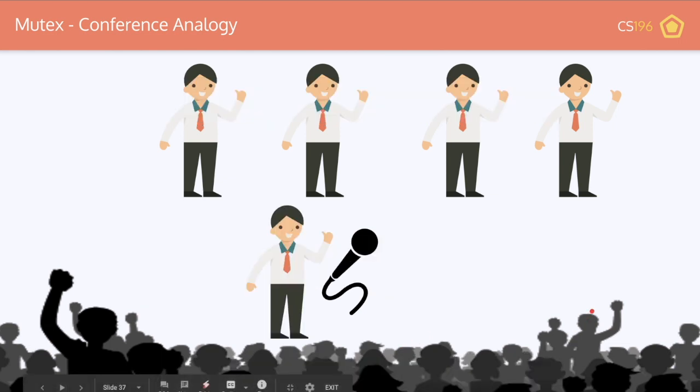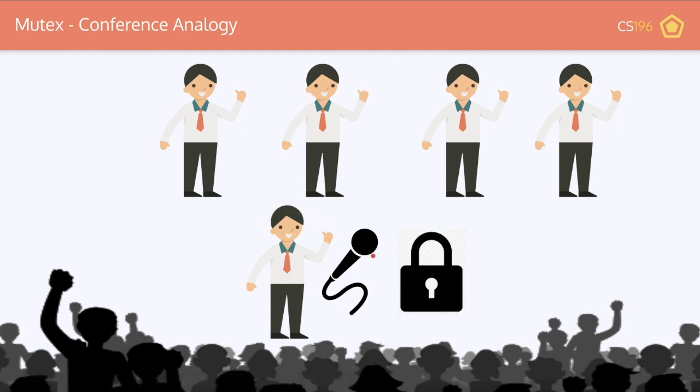So the way this works is a single speaker can go to the microphone, and then they lock the microphone. Only they are allowed to use the microphone from now on. And they can speak to the audience, receive data from the audience. Essentially, only one person can interact with the data at this time.